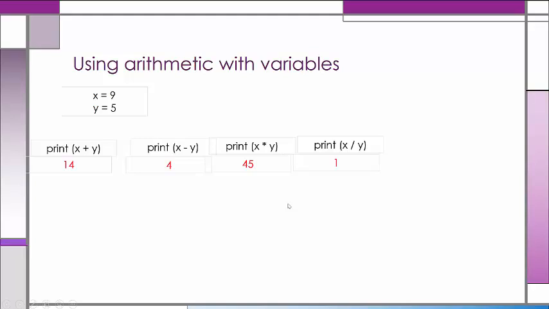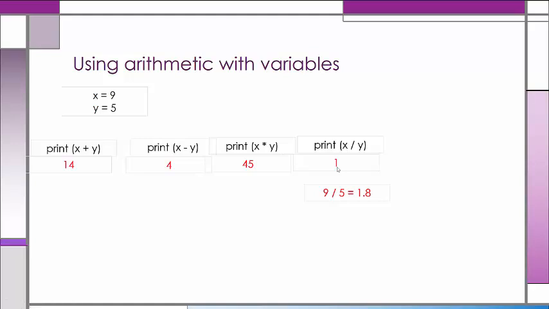Now that looks a little strange. Now we're doing divides. So this is x divided by y. In other words, the value that is in x, 9, divided by the value that's in y, 5. Well, 9 divided by 5, if I did the math, would be 1.8. But why is only 1 being printed out?